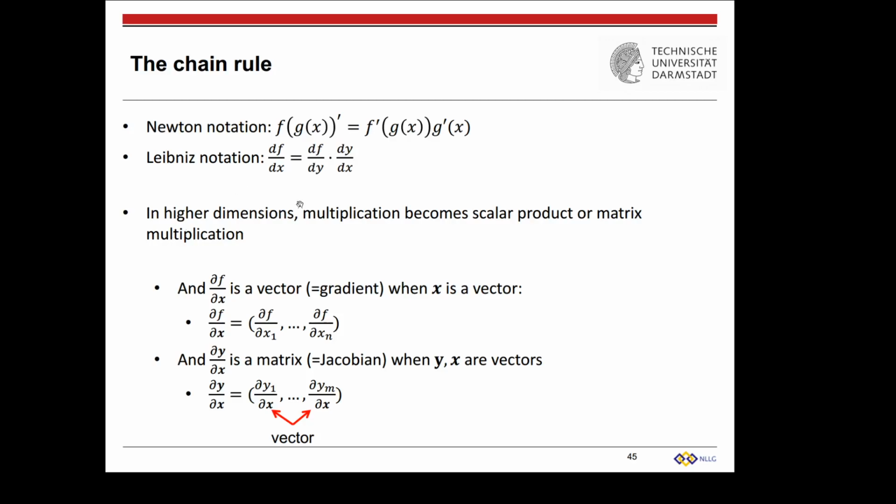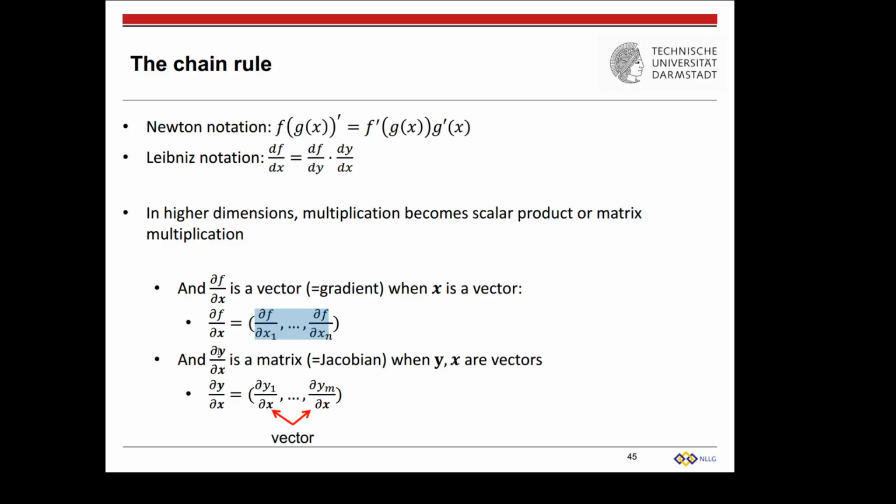In high dimensions, multiplication here, so this is one dimensional, becomes a scalar product or a matrix-vector multiplication or a matrix multiplication. So we already know the first case: when x is a vector, so when f has multiple variables, then df by dx is given as the gradient, and this is given as this vector here. It's just a function and its partial derivative with respect to all of the variables.